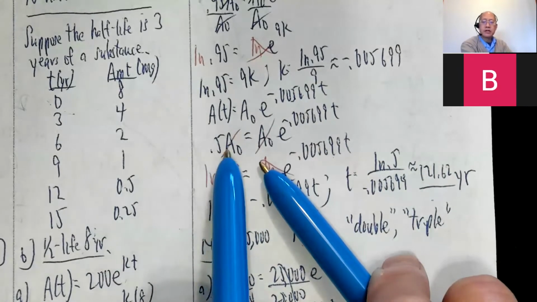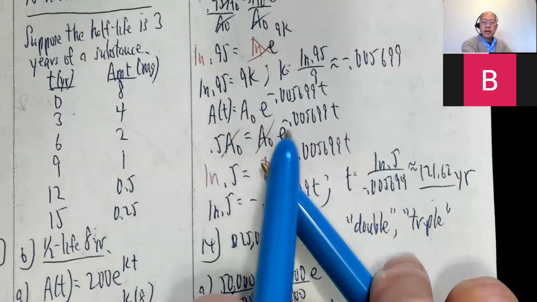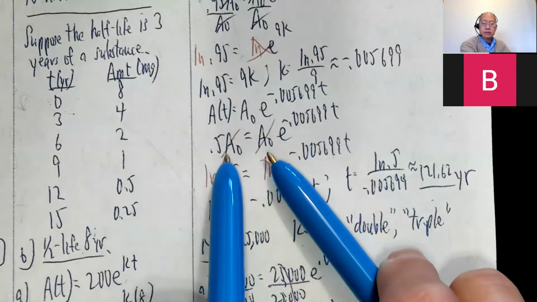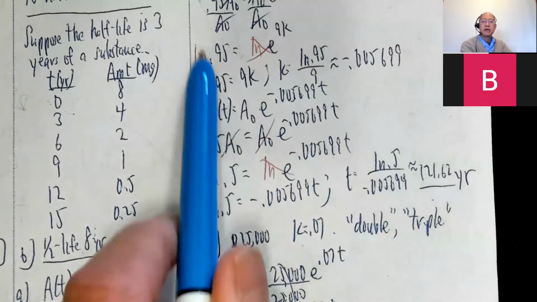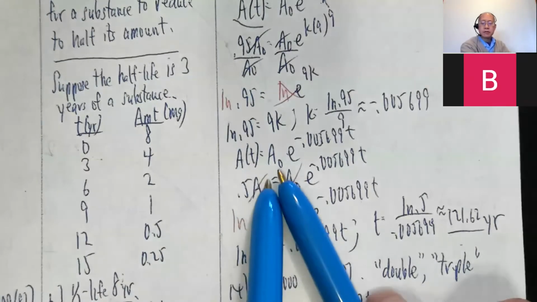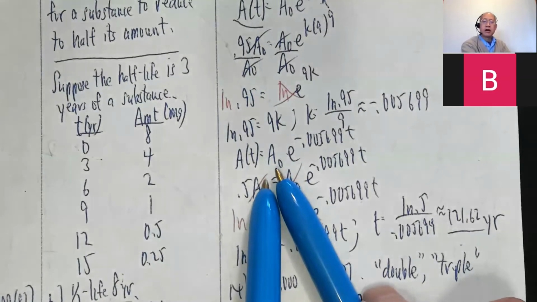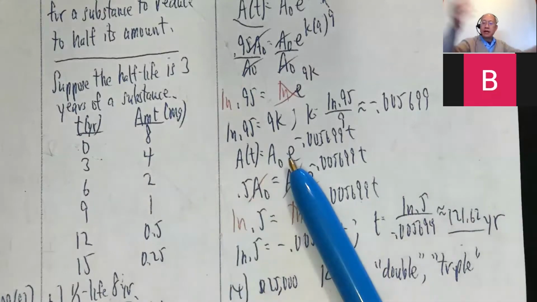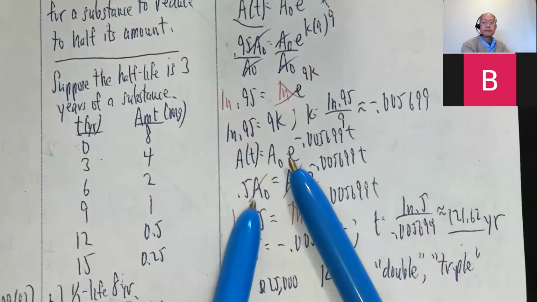So 0.5 A0 equals A0 e to the kt. And notice again, you can just cancel out the A0. You divide both sides by A0. So it's the same thing as over here, right? So just cancel them out. Don't need A0 anymore, as long as A0 is not 0, which it isn't, because if there's nothing there, there's nothing to decay, there's no radioactive substance, we're not talking about it anymore.